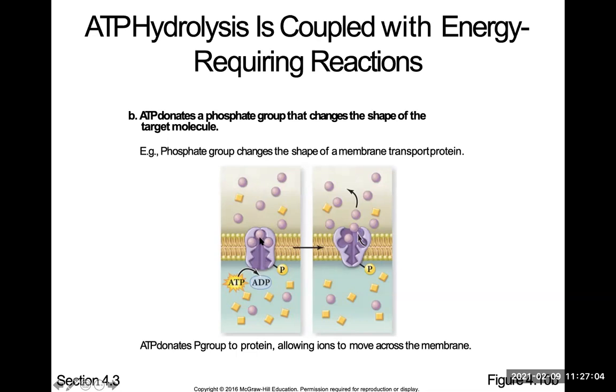Some of these channels, they open when they're activated basically, and you need energy for that. So ATP donates a phosphate group that's going to change the shape. So what you see on this photo, you have ATP that turned into ADP. That means one phosphate bond broke attached to this protein here, and it caused it to open. So now these things can go to this side. So some of the transport proteins, they require energy.